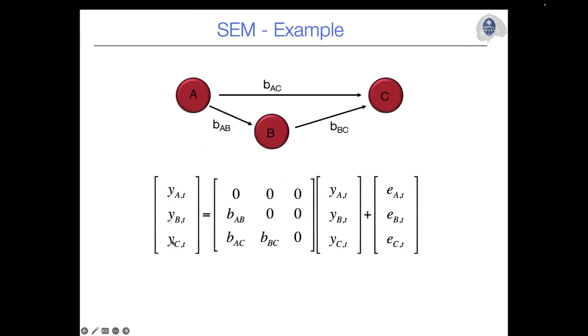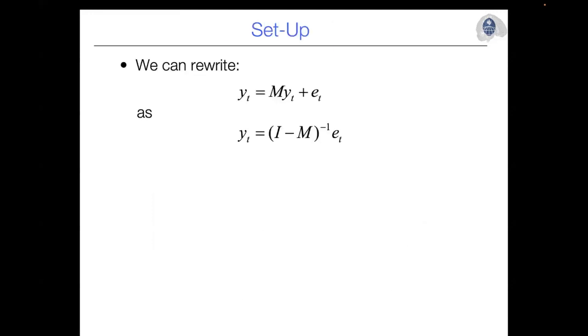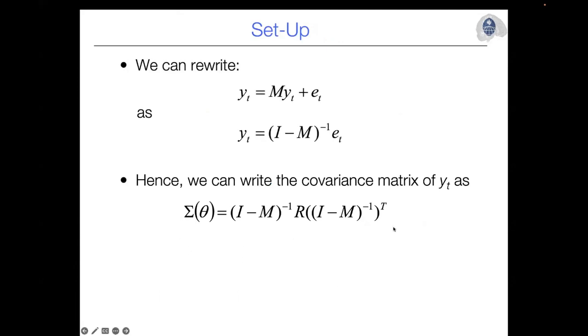If this is the brain activation in A, B, and C, this is just showing in a structural equation model how, if you have activation in A, how does that give rise to activation in B? Well, activation in A gives rise to activation in B through this B_AB parameter here, plus some noise. This is the model that people use, and you can rewrite this in the following way. This is your theoretical covariance, and you can compare it to your empirical covariance to estimate these model parameters.